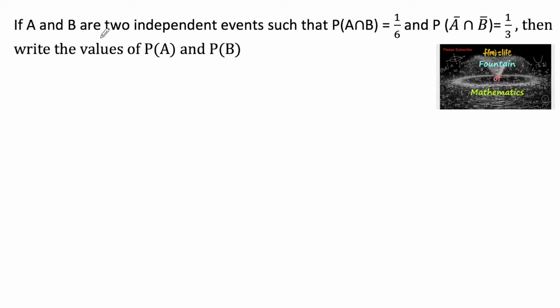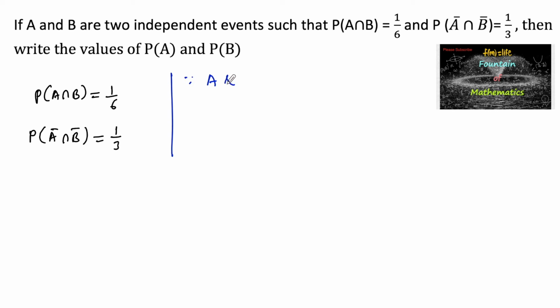If A and B are two independent events such that P of A intersection B is equal to 1 by 6 and P of A bar intersection B bar is equal to 1 upon 3, then write the values of P of A and P of B.